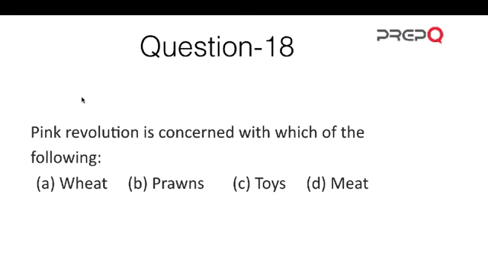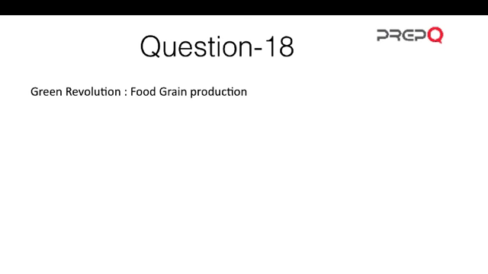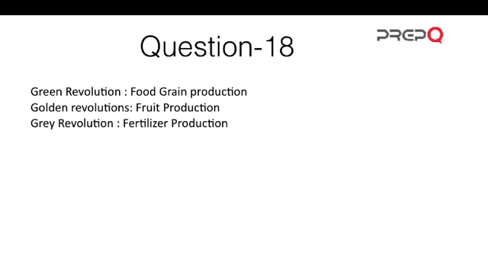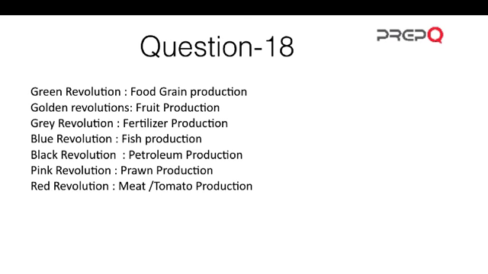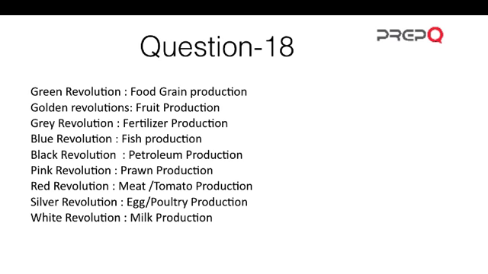Seth. Next, the Pink Revolution is concerned with the production of which of the following? The correct answer is prawn production. So let us look at some of the other popular revolutions. Green revolution is concerned with food grain production, golden revolution with fruit production, grey revolution with fertilizer production, blue revolution with fish production, black revolution with petroleum production, pink revolution, as we've just seen, with prawn production, red revolution with meat or tomato production, silver revolution with egg or poultry production, white revolution with milk production, yellow revolution with oilseeds production.